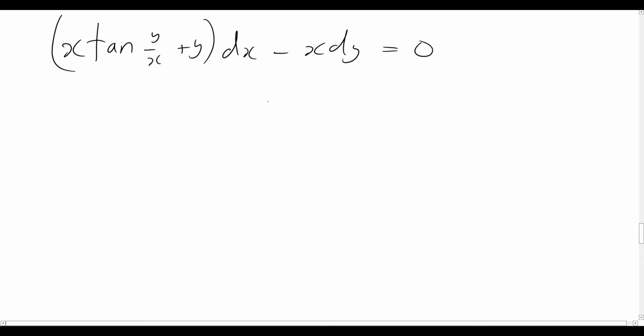When you look at this, you can probably tell right off the bat that you're not just going to be able to use separation of variables as it is. So what we're going to have to do is introduce a new function. Let v(x) equal y over x. So v(x) is a function of x. From here on out, I'm just going to write it as v. So v(x) is equal to y over x.